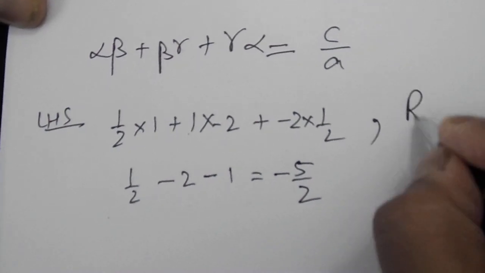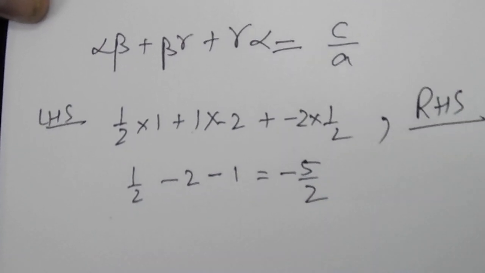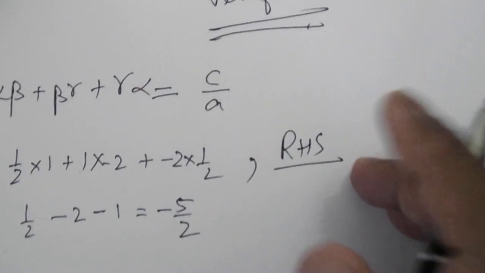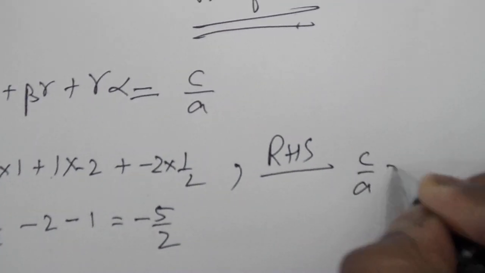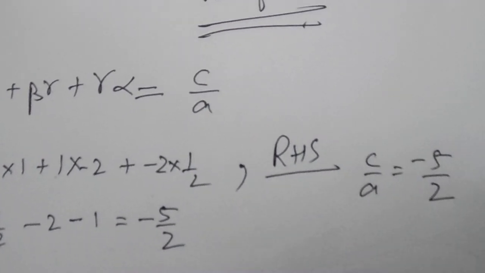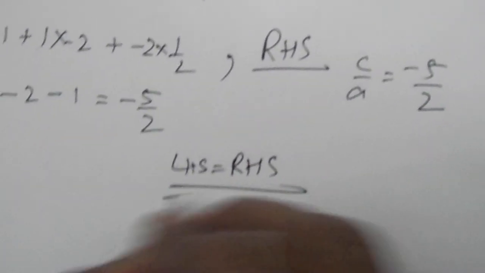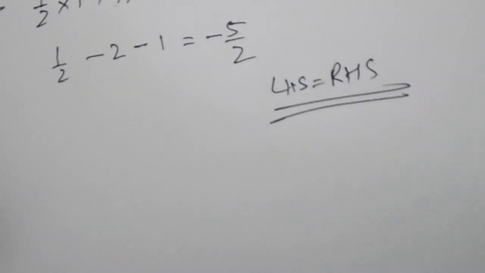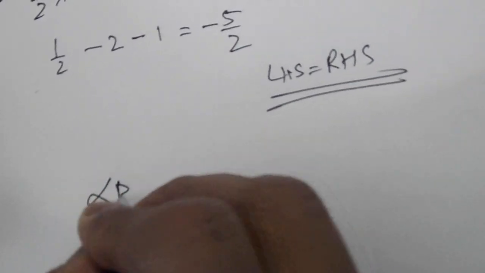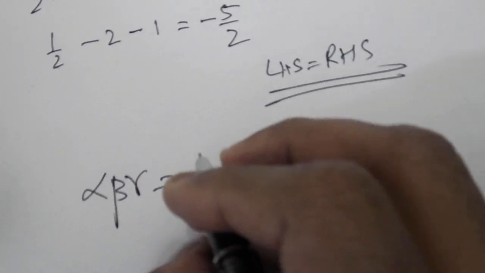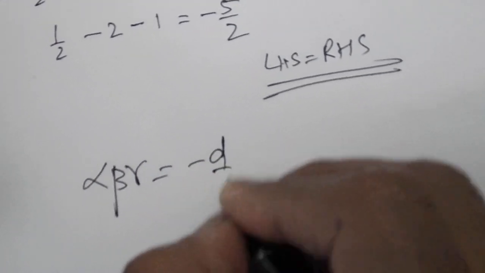Let's move on to the right hand side, which is equal to C by A. C is minus 5 by 2. So LHS is equal to RHS in this case also. Now moving on to the third relation, alpha into beta into gamma is equal to minus D by A.